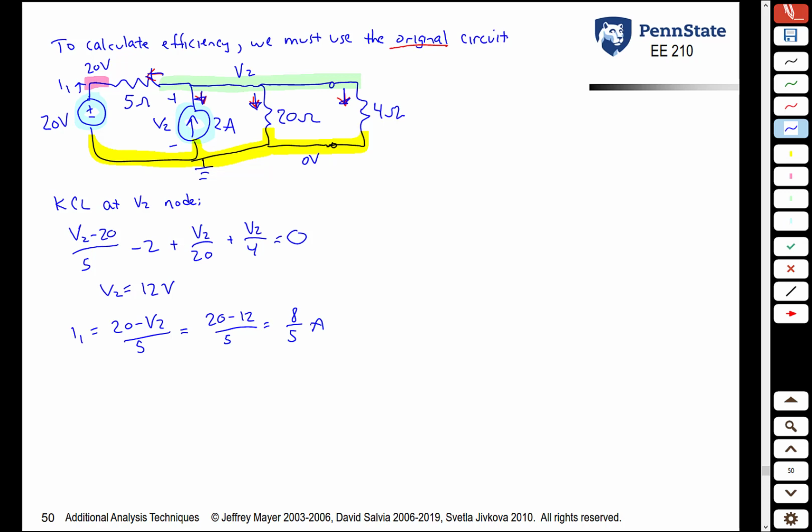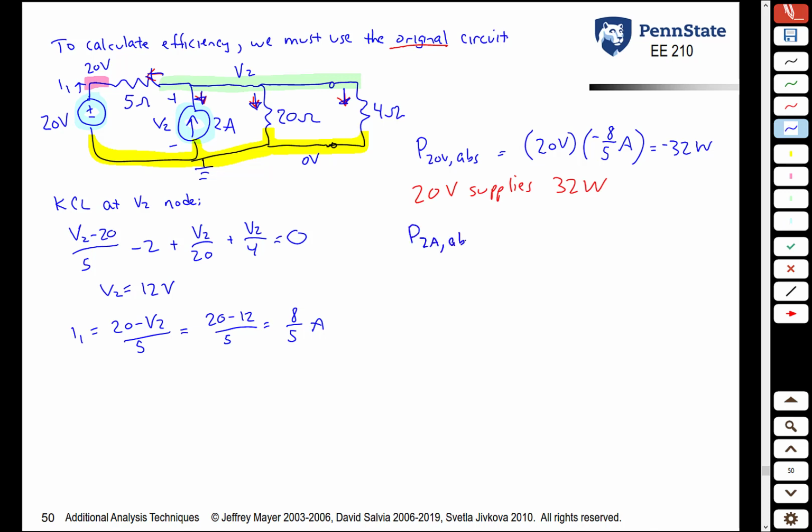So now we can calculate the power absorbed by the 20 volt source. It's the voltage across it, 20 volts, times the current into the plus terminal. The current into the plus terminal is negative I1. So the absorbed power is 20 volts times minus 8/5 of an amp, or negative 32 watts. So that means that the 20 volt source supplies 32 watts. How about the current source?